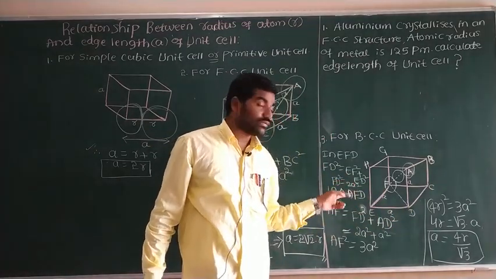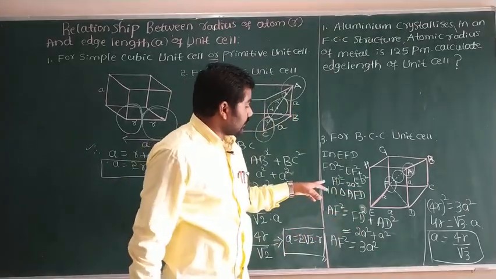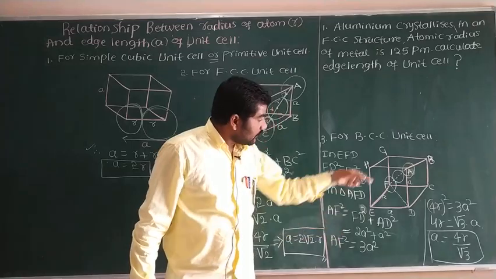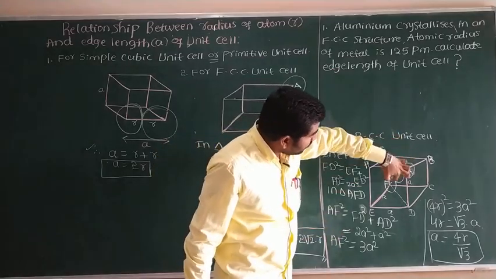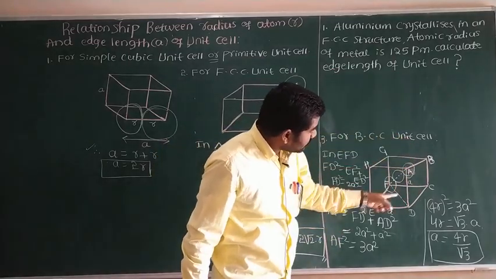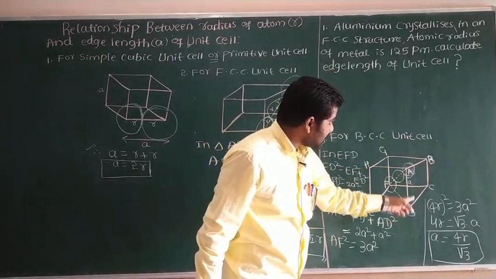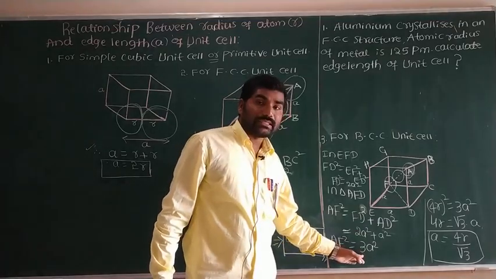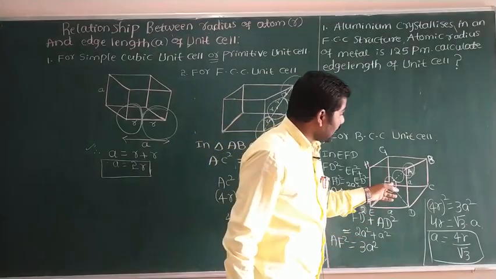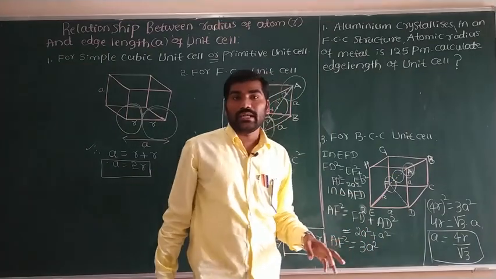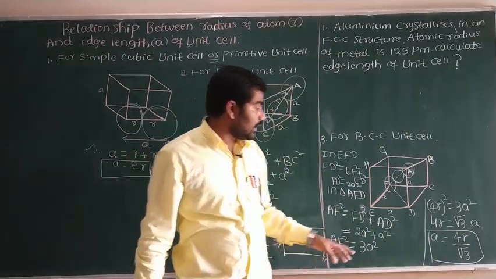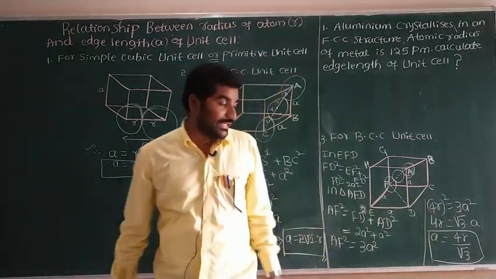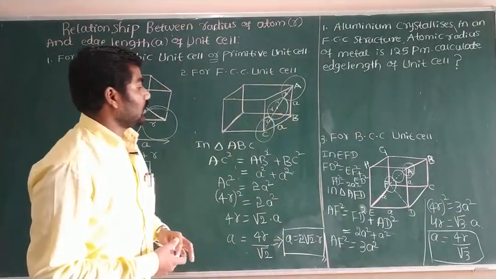Therefore A square plus A square equals, we will get 2A square. Therefore the value of FD square equals 2A square. Therefore again in triangle AFD, AF square equals FD square plus AD square according to the Pythagoras theorem. Therefore AF square equals 3A square. The value of AF, that is the body diagonal, equals 4R. Therefore 4R square equals 3A square. On simplification we will get A equals 4R by root 3.